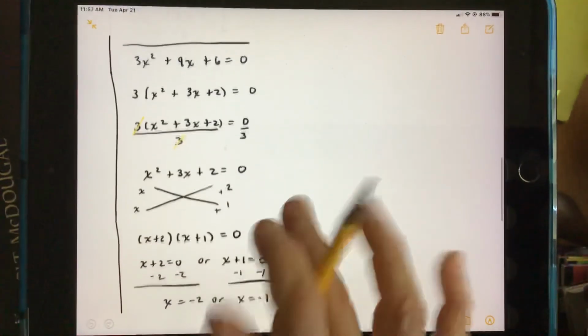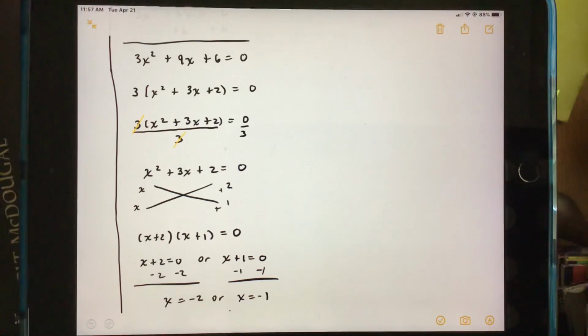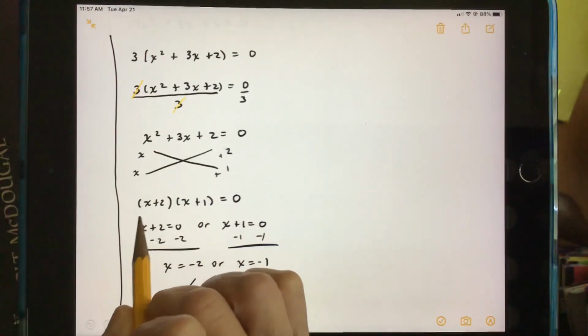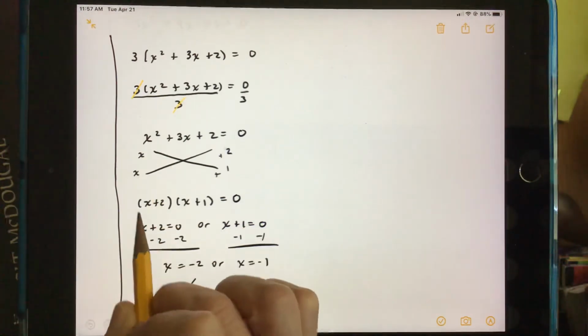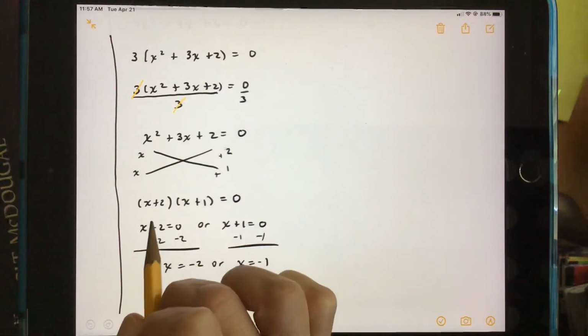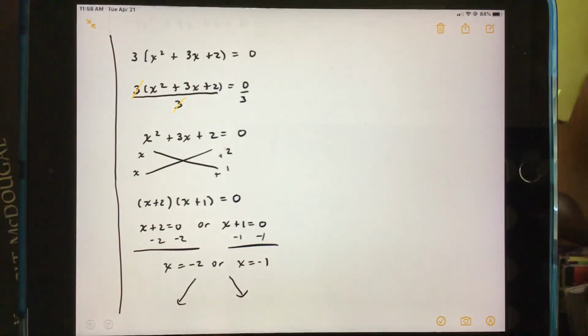All right, so this factors into x plus 2 times x plus 1 using our x method. And we're going to notice that it definitely is correct because x times x is x squared. Our outside 1x plus our inside 2x, 1x and 2x makes 3x. And 2 times 1 is 2.